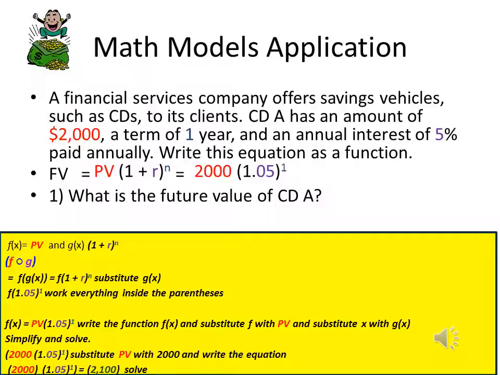Now remember, we were looking for the future value. Future value equals present value times 1 plus the rate to the power of n. Okay? And I will also put your values up for you as well. 2,000 times 1.05 to the power of 1. Okay, so how will we write this as a function? This is a great discussion. I'm going to give you a few seconds to pause. Think about how you would set it up as a function. And when I come back, I'll show you what I came up with.